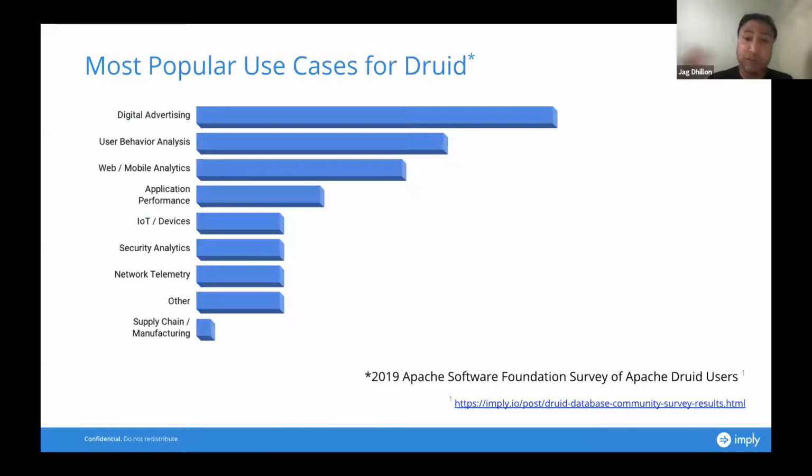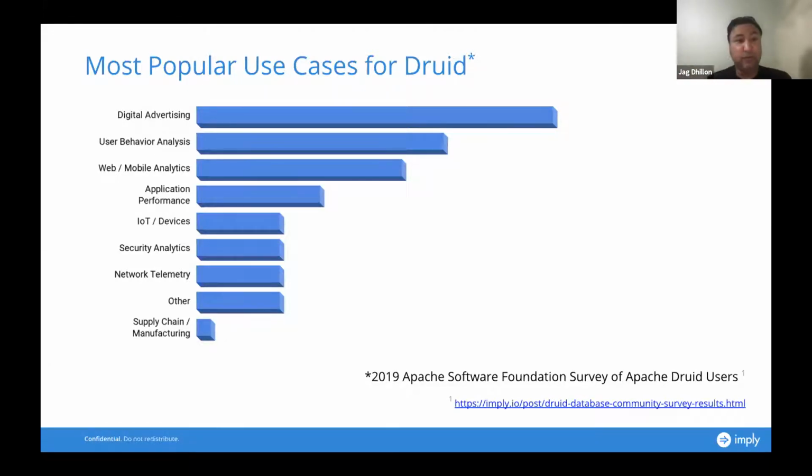Most popular use cases for Druid: digital advertising, user behavior analysis, right? Web, mobile and analytics. Digital advertising is where Druid was formed. I'll talk about the history shortly, but digital advertising, as you go to a website and you can look at the amount of digital ads taking place, those companies that are actually advertising, they want to see how effective that is. And you can imagine they want those answers in real time.